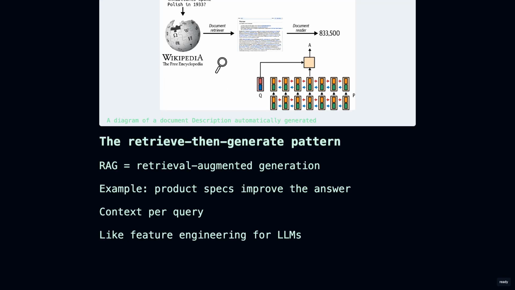A useful analogy is classical machine learning. Feature engineering supplies the information a model needs to make sense of the input. RAG does the same thing for foundation models by constructing the right context.